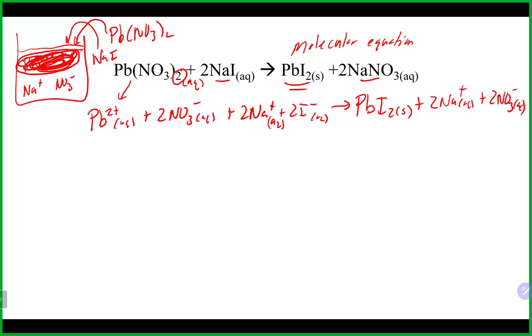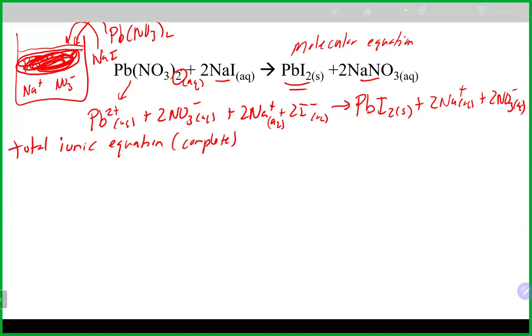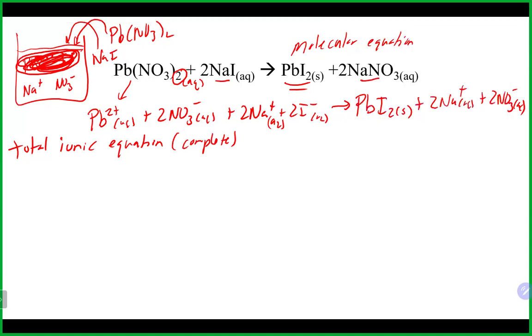Now, when we look at this equation, this is what is sometimes referred to as the total ionic equation. Some people call it the complete ionic equation, and some people just call it the ionic equation. This equation describes what happens when you dump all these things into a beaker together and what is floating around in the solution. And when you look on both sides of the arrow in this type of equation, you should be able to find ions that look exactly the same.